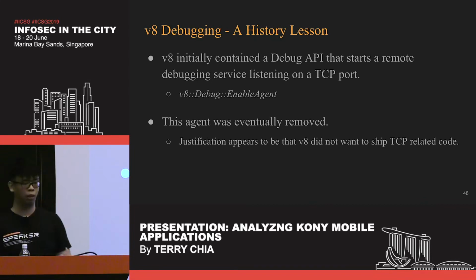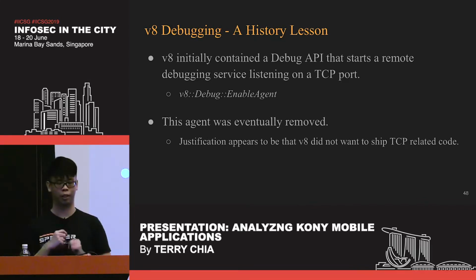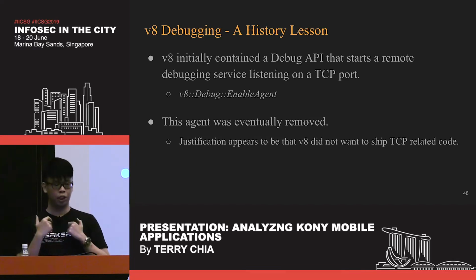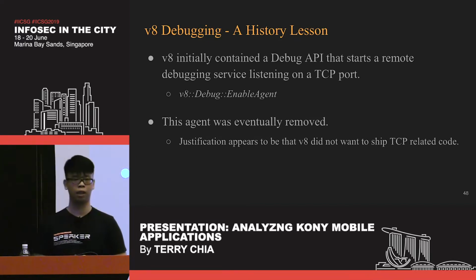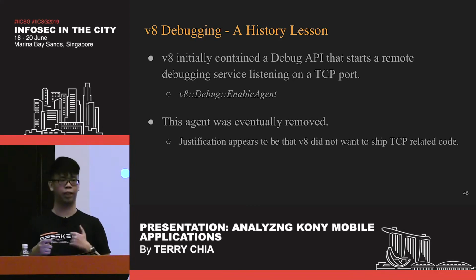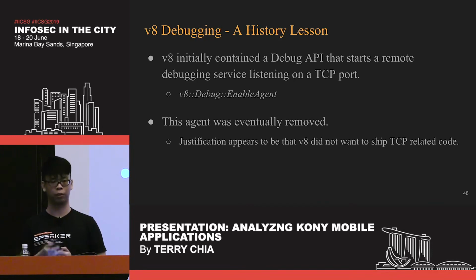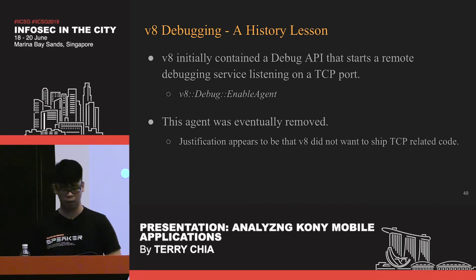So at this point, let's take a detour into a quick history lesson of V8 debugging. V8 initially contained a debug API that started a remote debugging service on a TCP port. So there was an enable agent method, and if you call that method, you will launch a TCP service listening on a port that you specify, where you can connect to it and debug the application.